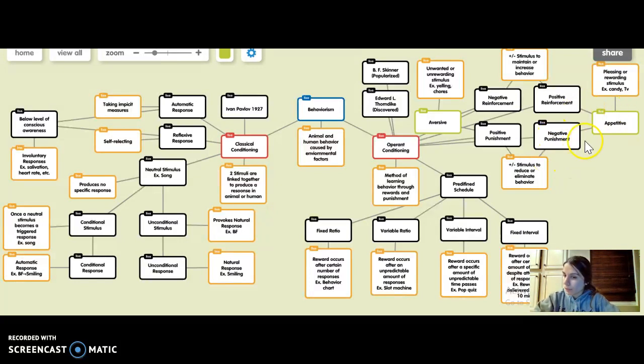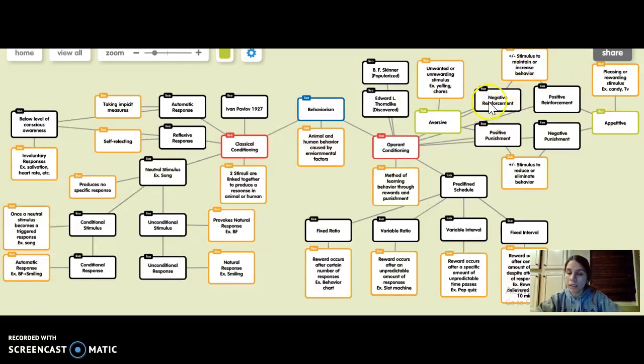So now we're going to move to negative punishment with appetitive. Negative is to remove, but you want to remove something that's pleasing or rewarding, such as TV. So if a child is not doing well in school, but they watch too much TV, you're removing the TV in order for them to reduce or eliminate behavior, let's say their tantrums or their negative school grades. So you want them to study. So those are some examples.